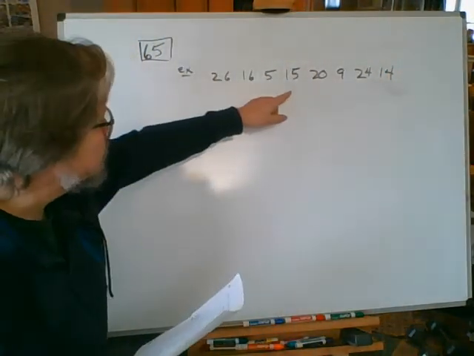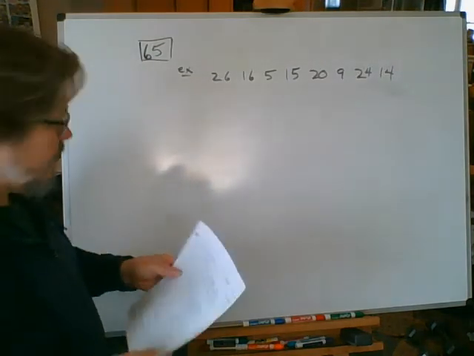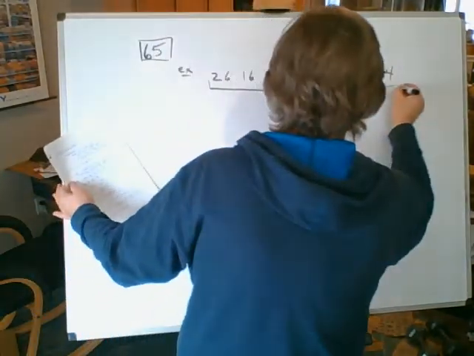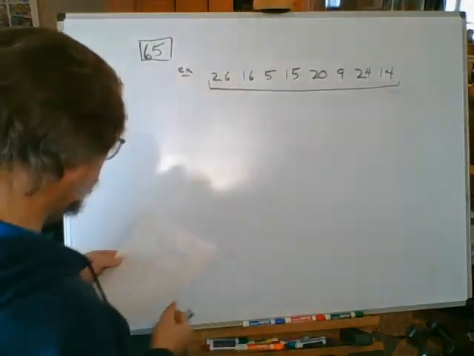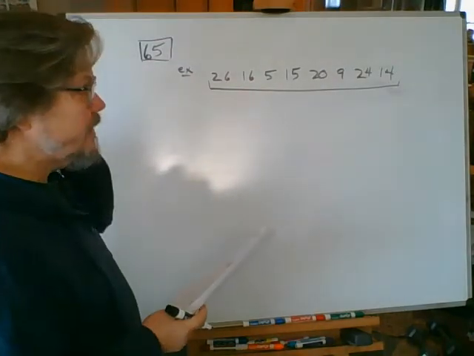1, 2, 3, 4, 5, 6, 7, 8. Yeah, I think I've got it. So that's my entire list. I'll even put a bracket under it to make it official. How does merge sort that list?